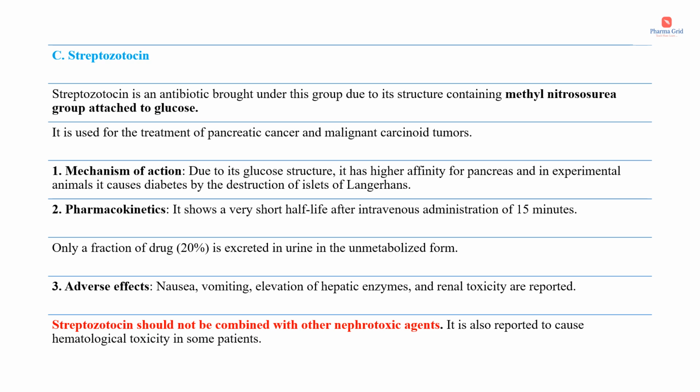Then pharmacokinetics, it shows a very short half-life after intravenous administration of 15 minutes. Only a fraction of drug, that is 20%, is excreted in urine in the unmetabolized form. Adverse effects include nausea, vomiting, elevation of hepatic enzymes and renal toxicity are reported. This streptozotocin should not be combined with other nephrotoxic agents. It is also reported to cause hematological toxicity in some patients.